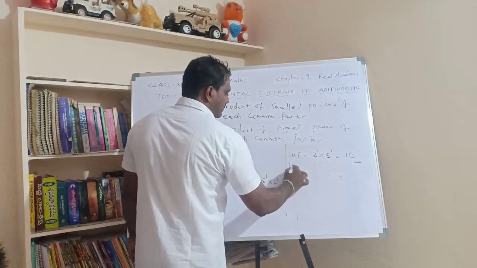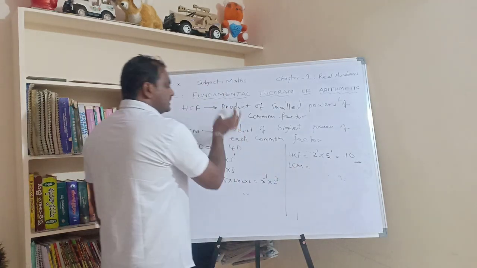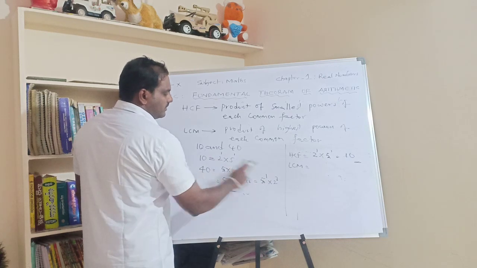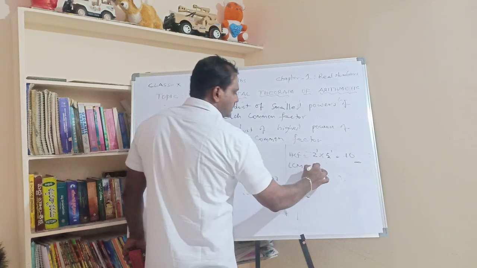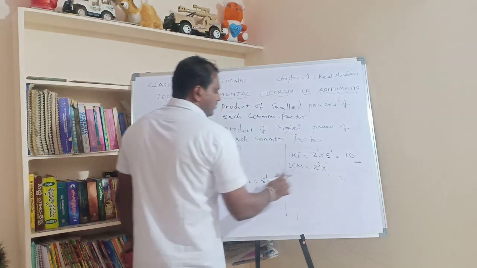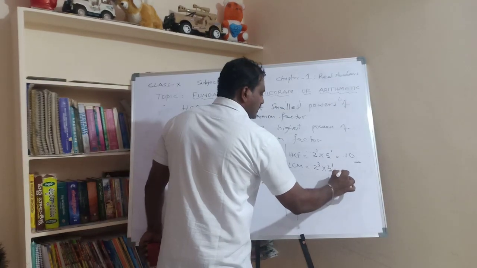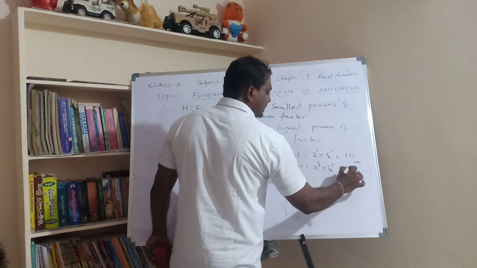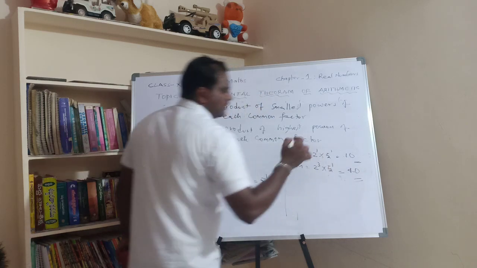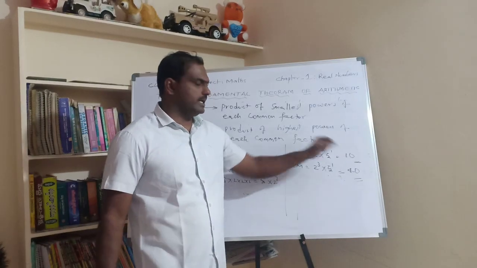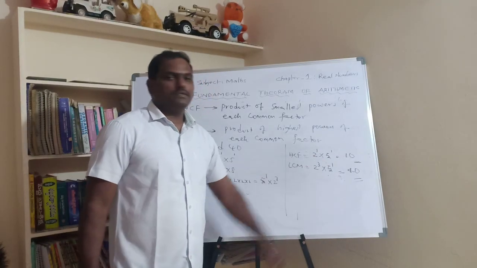Next, the LCM. What is the LCM? The highest power we should take. In this case, 2 power 1 and 2 power 3. What should I take? 2 power 3. Into 5 power 1, 5 power 1. Both are the same, we can take any one. 5 power 1. So 2 power 3 is 8, 8 into 5 is 40. Therefore the HCF of 10 and 40 is 10, and the LCM of 10 and 40 is 40.